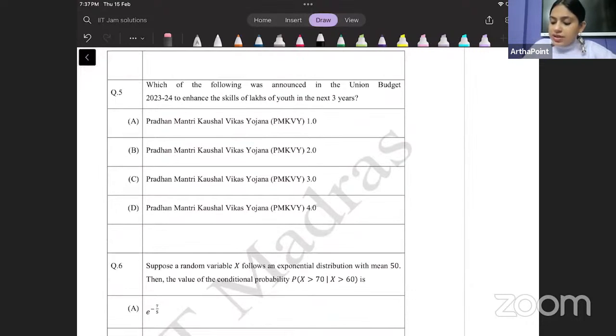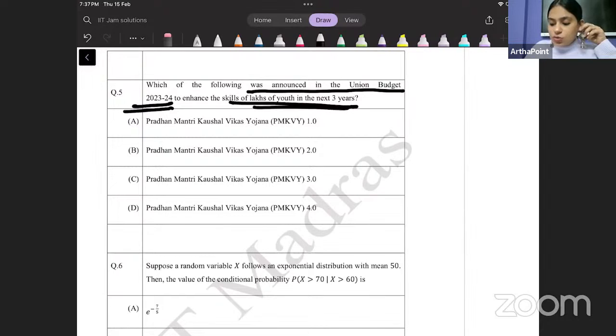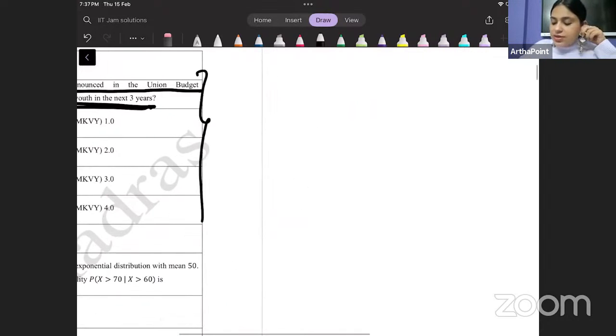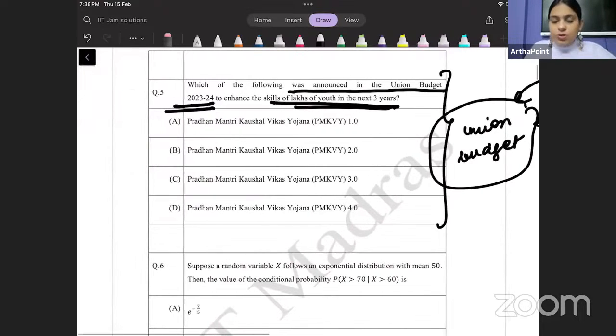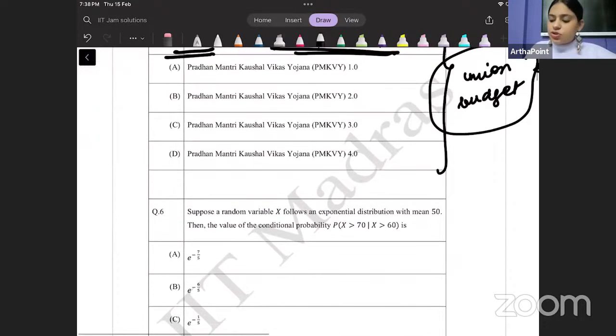Okay, come to the next question. This is something which I found good enough, that they have actually gone ahead and asked which of the following was announced in Union Budget 2023-24 to enhance skill of youth for the next 3 years. So this is something that should be added to our preparation even when we do CUET. So I am going to take a session where we will discuss everything related to the Union Budget, because if this has come in IIT, there is also a chance it can come in CUET. So for budget related questions, we will go ahead and see what schemes have been launched. Let me take a session on that. Okay, better come to the next question.